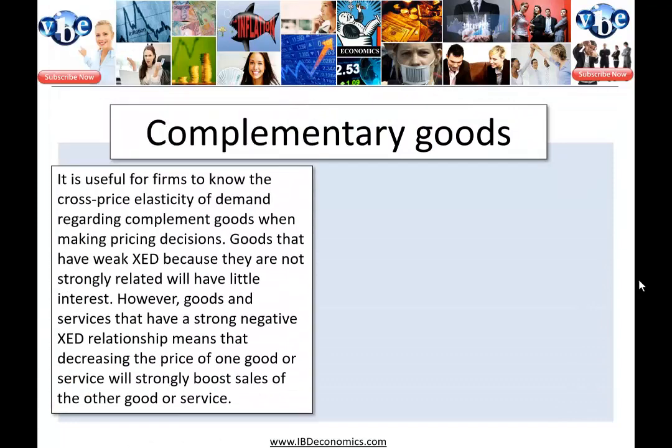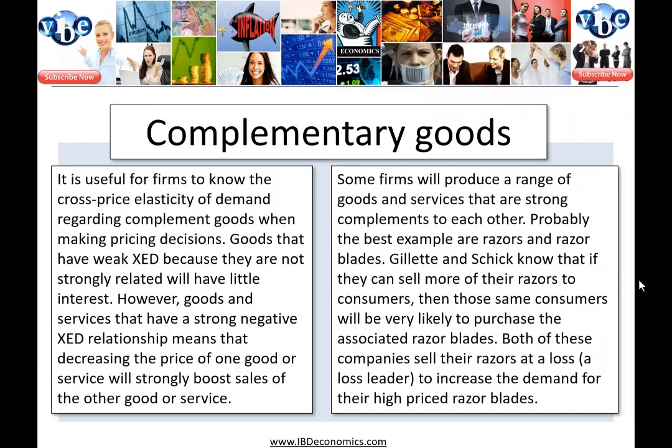Complementary goods. Now again, this is important for firms to know. It's useful for firms to know the cross-price elasticity of demand regarding complement goods when making pricing decisions. Goods that have weak XED because they're not strongly related are of little interest in this. But goods and services that have strong negative XED relationships mean that decreasing the price of one good or service is going to strongly boost sales of the other good or service. So let's have a look.